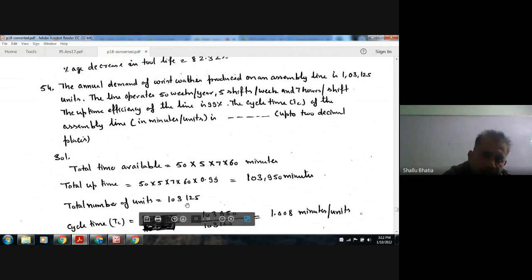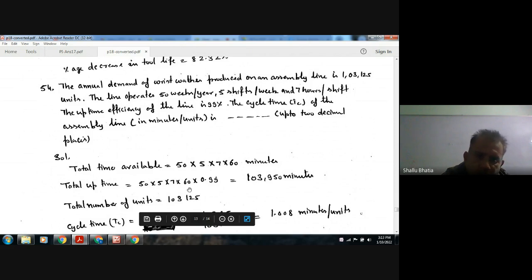So the total time available is 50 weeks, with 5 shifts per week, and in one shift there are 7 hours, so total is 7 into 5 into 50 into 60 minutes. Total uptime is total time multiplied by the uptime efficiency of 0.99. So this will be the total uptime.